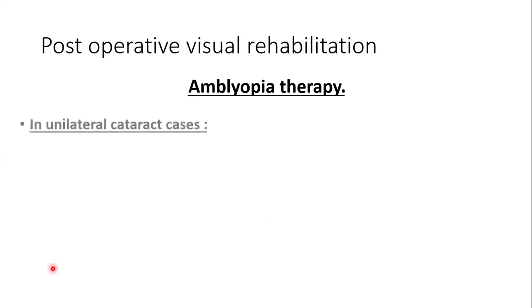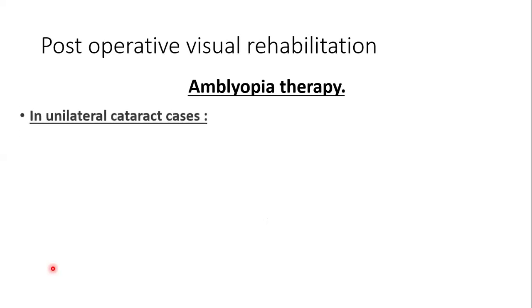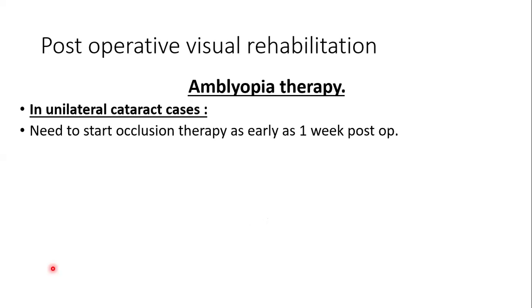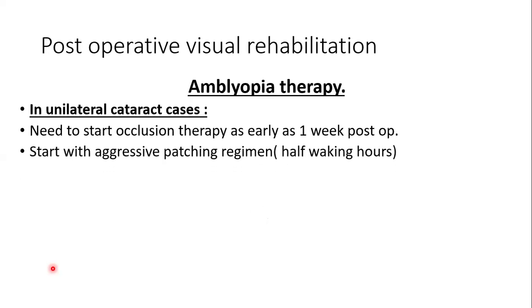Okay. I think, yes, for congenital cataract, we covered many things. Lastly, the amblyopia therapy. It's very important for unilateral cataract cases. You need to start occlusion therapy as early as 1 week post-op. And you need to do an aggressive patching regime, usually half waking hours for the infants. Okay. And you need to check the compliance each visit.